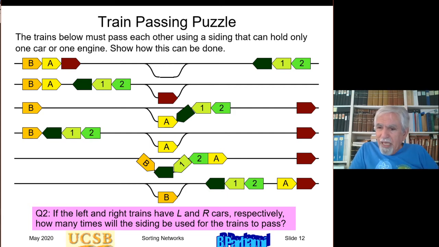If I have L cars in the left train, in this case the yellow-orange train, and R cars in the right train, the green train, how many times do I need to use the siding? So the answer, of course, will be a function of L and R, which you have to come up with.